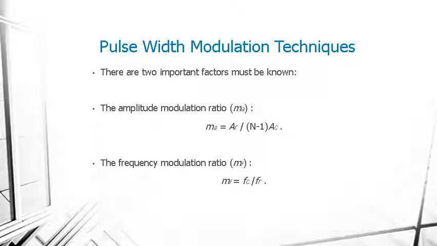In pulse width modulation technique, there are 2 important factors that must be known. First, the amplitude modulation ratio MA, which is the ratio of the peak amplitude of the reference AR to the peak amplitude of the carrier AC. MA equals AR divided by (the number of levels minus 1) times AC. Second, the frequency modulation ratio MF, which is the ratio of the frequency of the carrier FC to the frequency of the reference FR. MF equals FC divided by FR.